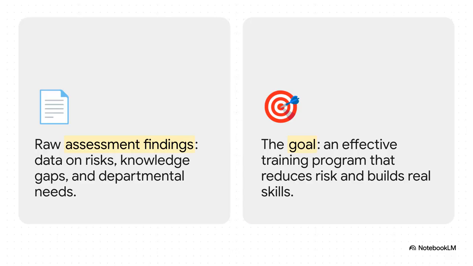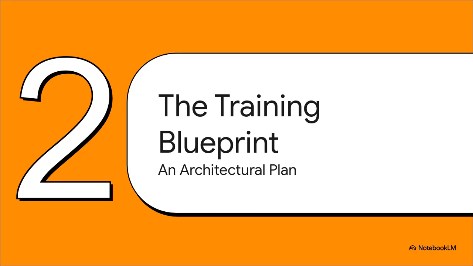This slide just nails the challenge, doesn't it? Over on the left, you've got your raw materials, all that data on risks and needs. And on the right, that's where we want to be, an effective program that's actually making the company safer. The entire game is about building a rock-solid bridge to get from one side to the other. So how in the world do we build that bridge? Well, the answer is to create what the source material calls a training blueprint. And I love that term because that's exactly what it is.